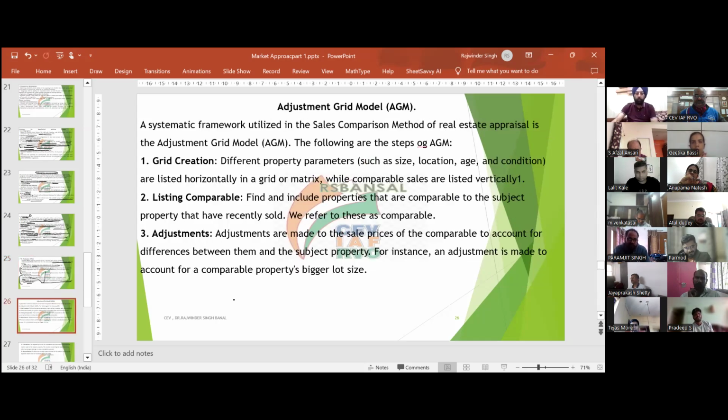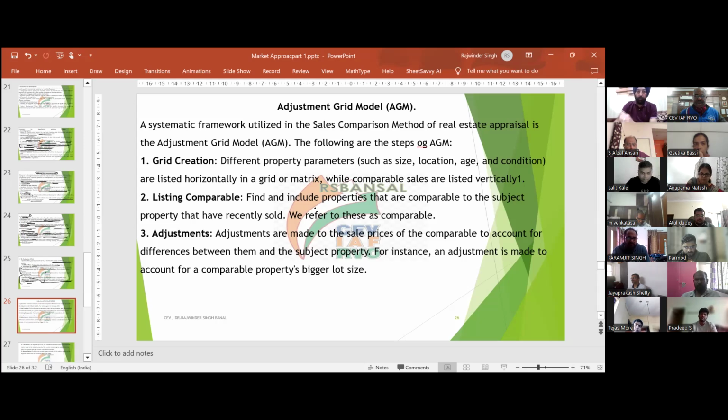So next is the adjustment grid model. This is the next method, and basically it is a method of calculation. Basically, a grid is a tabular form of calculation. That is called a grid.